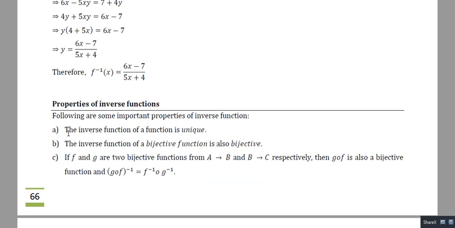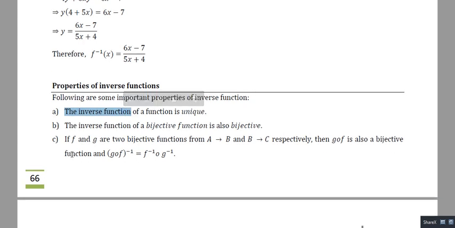First property is that the inverse of a function is always unique. Next is that the inverse function of a bijective function is also bijective. For example, if we take a bijective function, meaning the function which is one to one and onto, then its inverse is again going to be bijective, meaning it will again satisfy that property of one to one and onto.